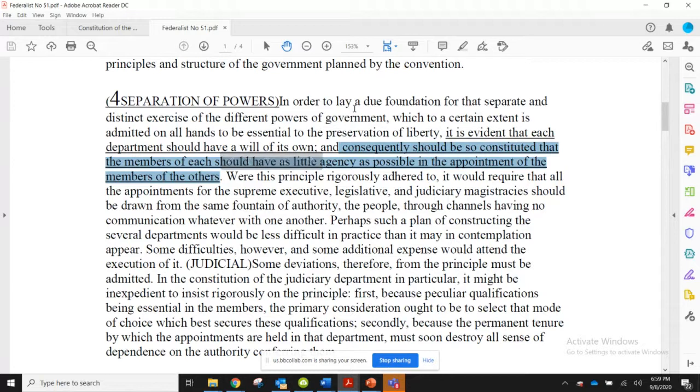We see this at work in the U.S. Constitution. Is the president chosen by the House and the Senate? No, unless there's a tie in the Electoral College. Does the president choose the members of the Senate? Does the president choose the House? He does not. So that's what we mean. Madison says here, members of each should have as little agency as possible in the appointment of the members of the others, right? Supreme Court, something else happens.